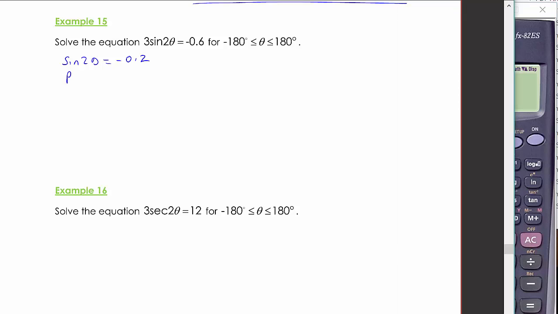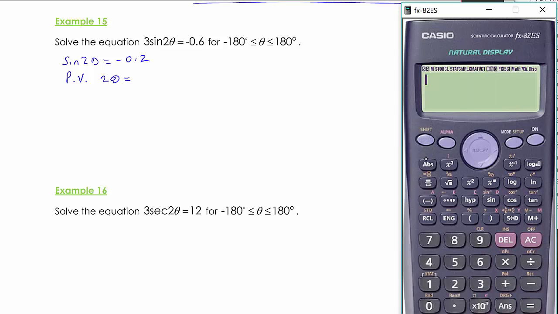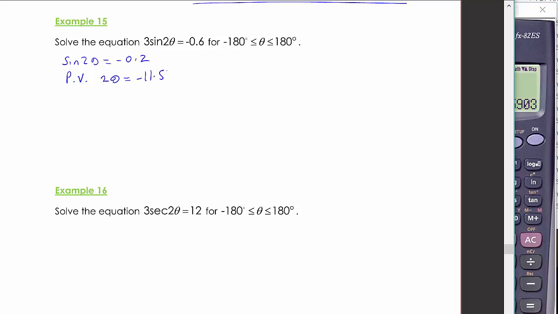And so the principal value is going to be for 2 theta. So we're going to go shift sine negative 0.2. And that gives me negative 11.54. Now, this is 2 theta. So I need to go from negative 360 to 360 when I'm solving for 2 theta. And then when I divide by 2, everything will fall back into the right range. Okay.